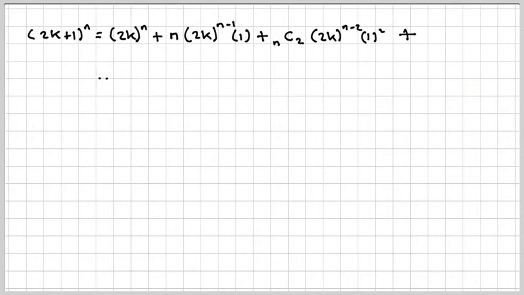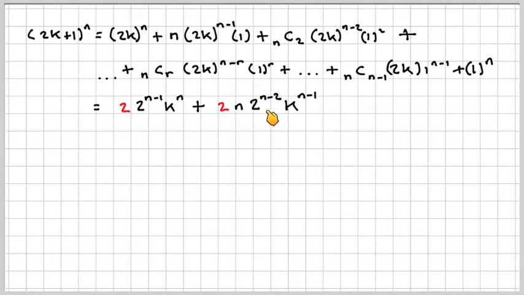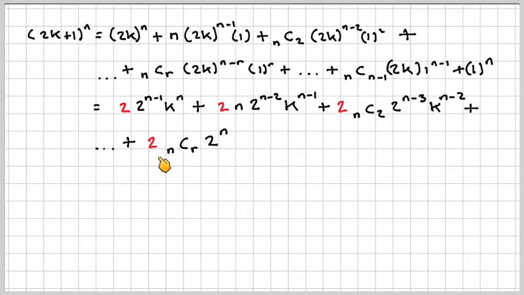So let's just write that down again. Okay, so we're now going to take out a 2 from each term if possible, but the last term. So if we take a 2 out here, the same idea as before, we get 2 to the n minus 1, k to the n, plus 2n, 2 to the n minus 2, k to the n minus 1, plus 2nC2, 2 to the n minus 3, k to the n minus 2. And the same with the general term, we can take out a 2, so it will be nCr, 2 to the n minus r minus another 1, k to the n minus r.